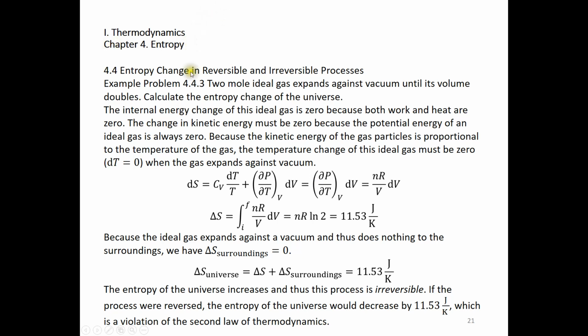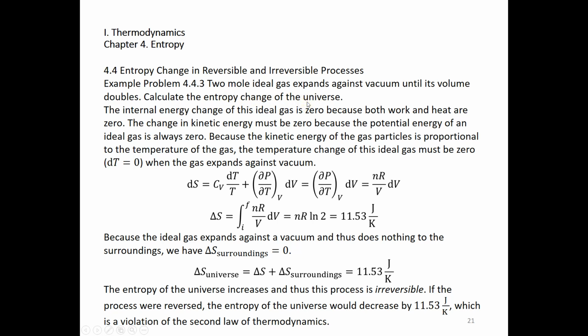Another numerical example problem, 4.4.3. 2 moles of ideal gas expand against vacuum until its volume doubles. Now this time, let's calculate the entropy change of the universe. When the gas expands against vacuum, we know P external is 0 and P is greater than 0. So it is an irreversible process. Therefore, the entropy change of the universe must be positive. Now we're going to verify that.